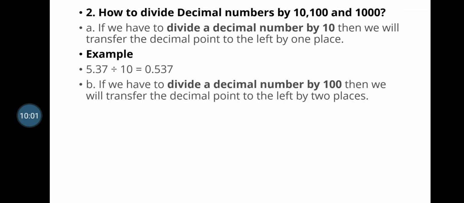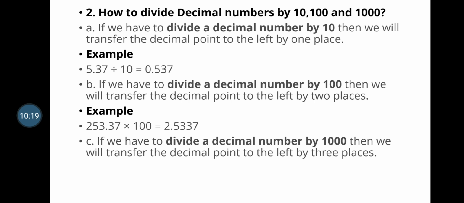If we have to divide a decimal number by 100, then we will transfer the decimal point to the left by 2 places. You can see the example. So it will become 2.5337. If we have to divide a decimal number by 1000, then we will transfer the decimal point to the left by 3 places. Okay, so if you want to divide 255.37 by 1000, it will become 0.25537. So that's all for this video. Thank you, children.